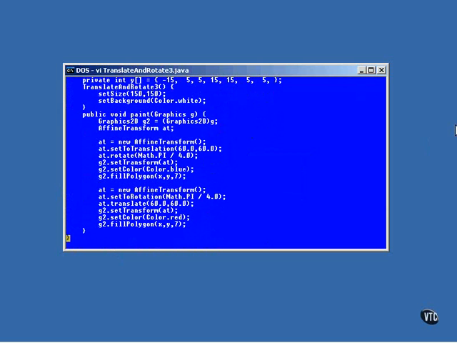Now, this example paints two figures. They are both translated and rotated by 45 degrees. The first figure is set to translation first and rotation second. This one is filled with a solid blue color. Now, this transform is set to rotation first and then to translate the figure. And this one is filled with a solid red color.